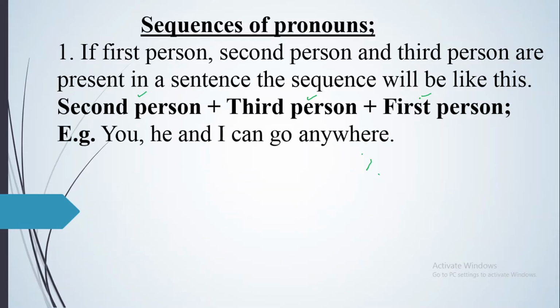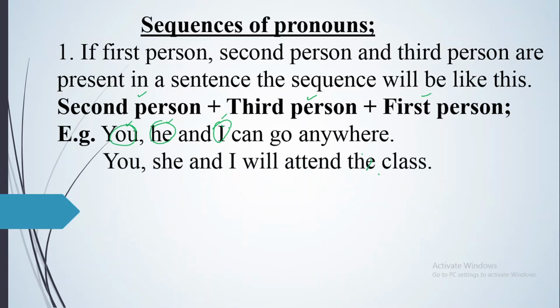Now we have got the example. You, he and I can go anywhere. Over here, you will bring the second person, then the third person, and at the end the first person. So you is second person, he is third person and I is your first person. After that, the next example: you, she and I will attend the class. Now you will bring the second person first, then the third person, and at the end the first person. So you will take care of these sequences.